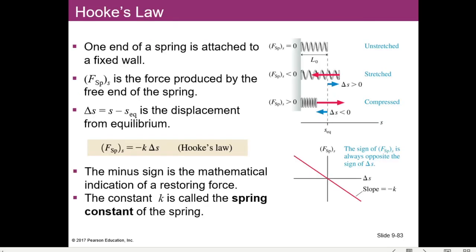Okay, so here's Hooke's law. It says that the spring force is opposite the direction, that's the minus sign, to the displacement delta S. And the spring constant k here is the slope of this line, right? So k would be larger if it were a very stiff spring and smaller if it were a very weak spring, like a rubber band or something like that.